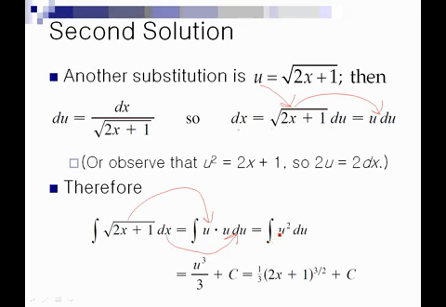Okay, so therefore, that's u, and this is u du. So you get the integral of u squared du, which integrates out to be u cubed over 3 plus c, and then you substitute in the square root as 2x plus 1 to the 1/2 power.